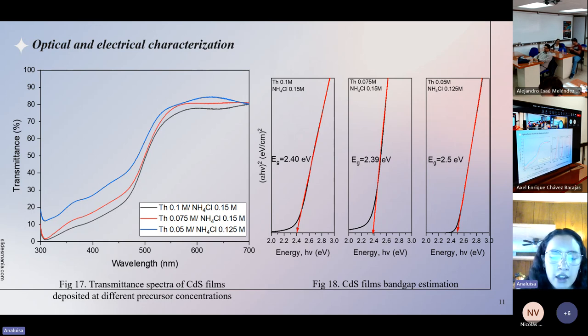Also, we can discuss that at higher concentrations of urea, the films become darker and the transmittance percentage is lower. We also calculated the band gaps for different concentrations of precursors. For urea 0.1 and 0.075, the values obtained agree with the literature for bulk cadmium sulfide, but for urea 0.05 molar, we obtained a value of 2.5 electron volts, which means that this film will allow the reduction of photon absorption in this layer.